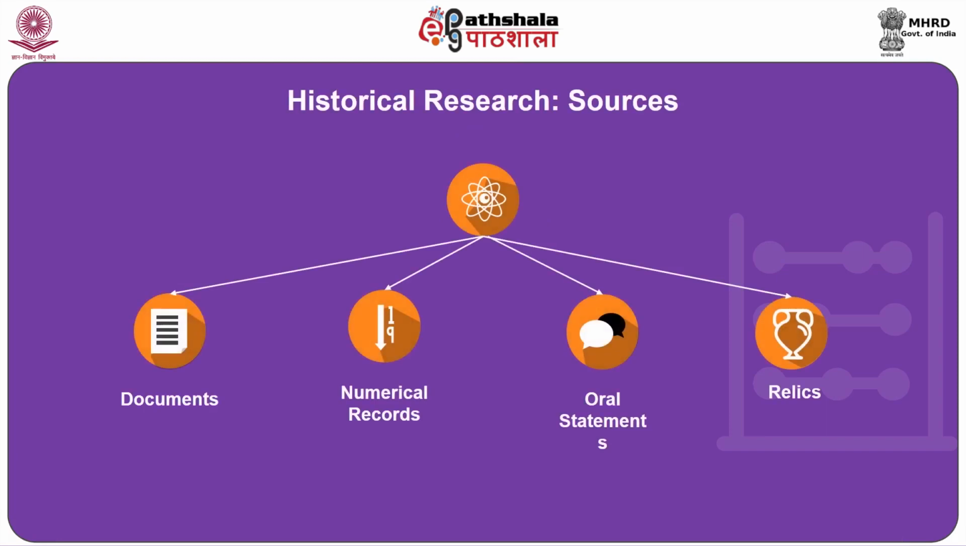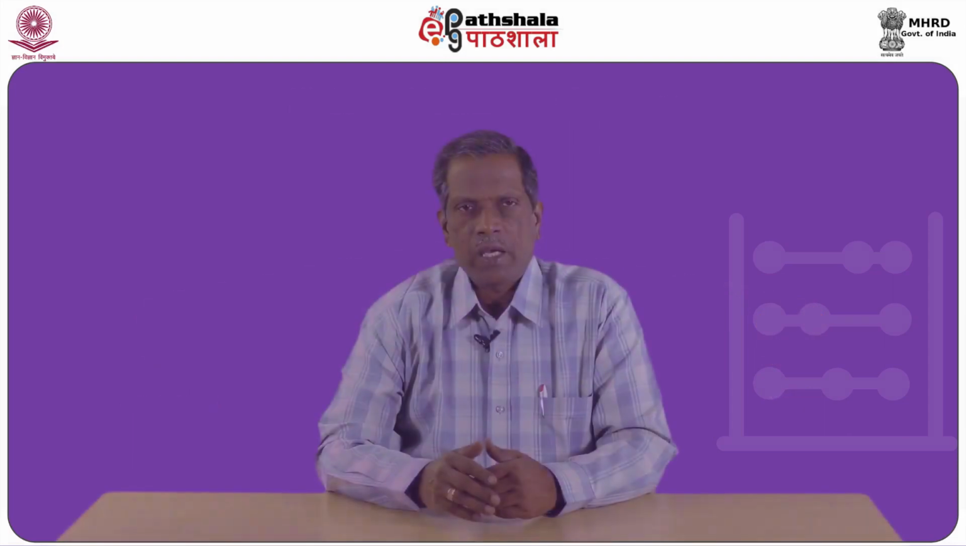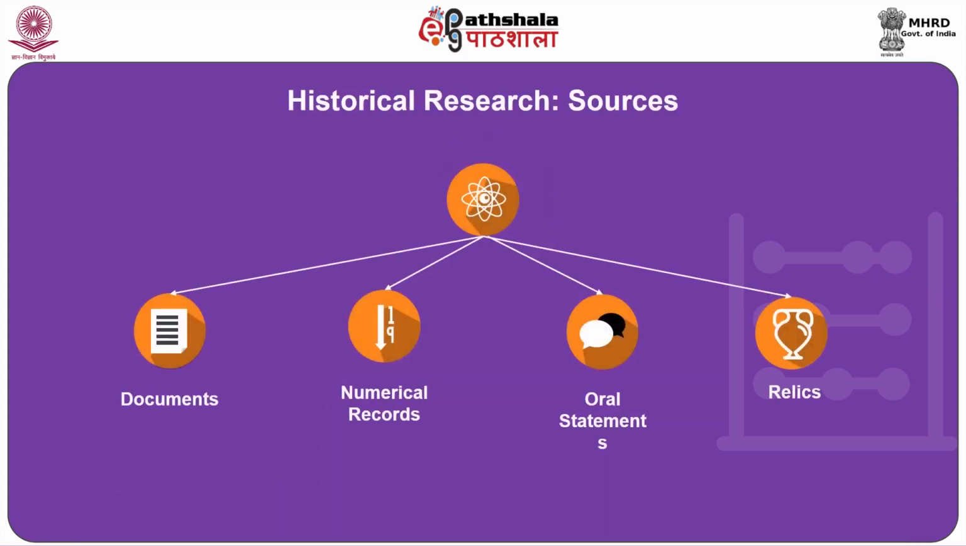Thirdly, oral statements also serve as a source of historical research. These include any form of statements made orally by someone. Examples are oral interviews, personal sources of authentic observers and witnesses, etc. Finally, relics are another source of historical research. These are any objects whose physical or visual characteristics can provide some information about the past. For example, historical paintings, portraits, charts, maps, etc.